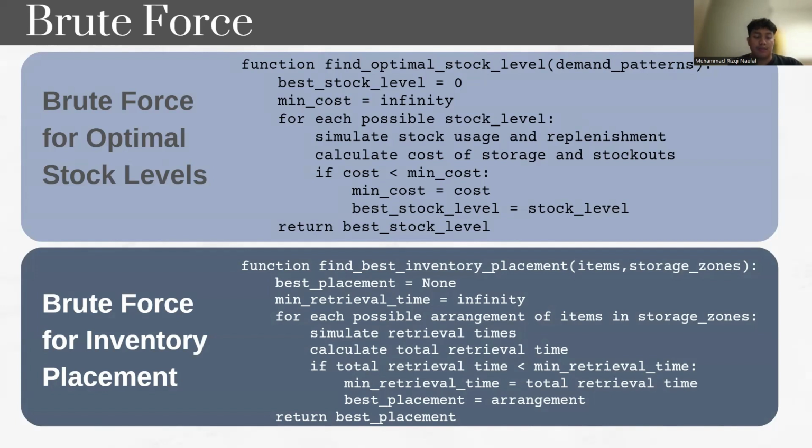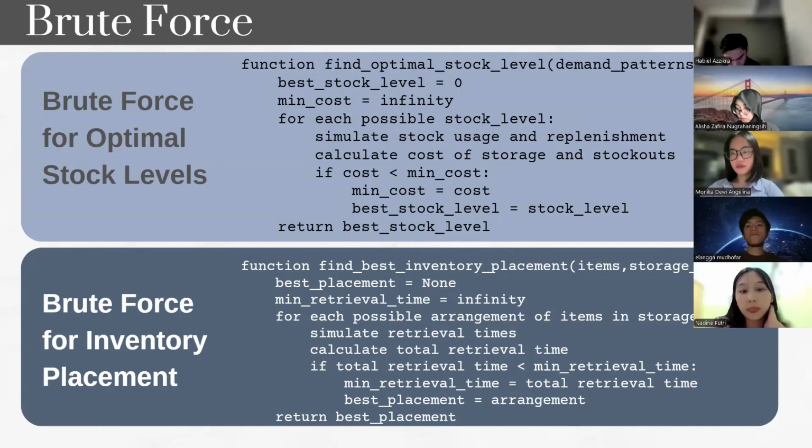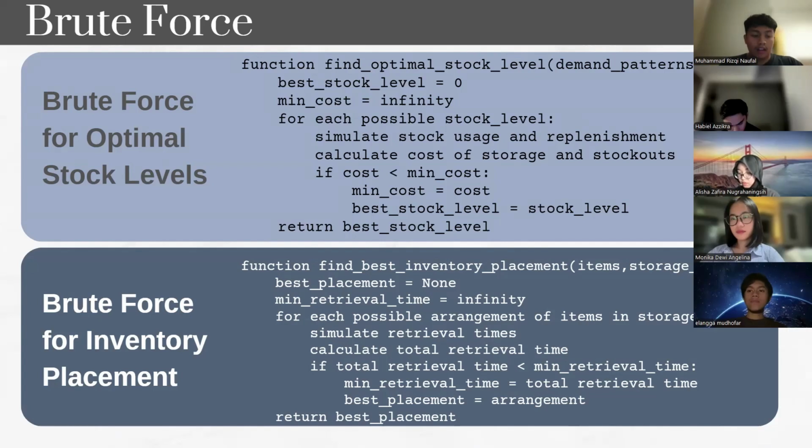And then we loop through all possible stock levels, simulate its stock usage and replenishment, and calculate the cost of maintaining the stock, including storage and stock out costs. Then if the current cost of maintaining the stock is lower than minimum cost, update minimum cost and store the best stock level, and finally return the optimal stock level.